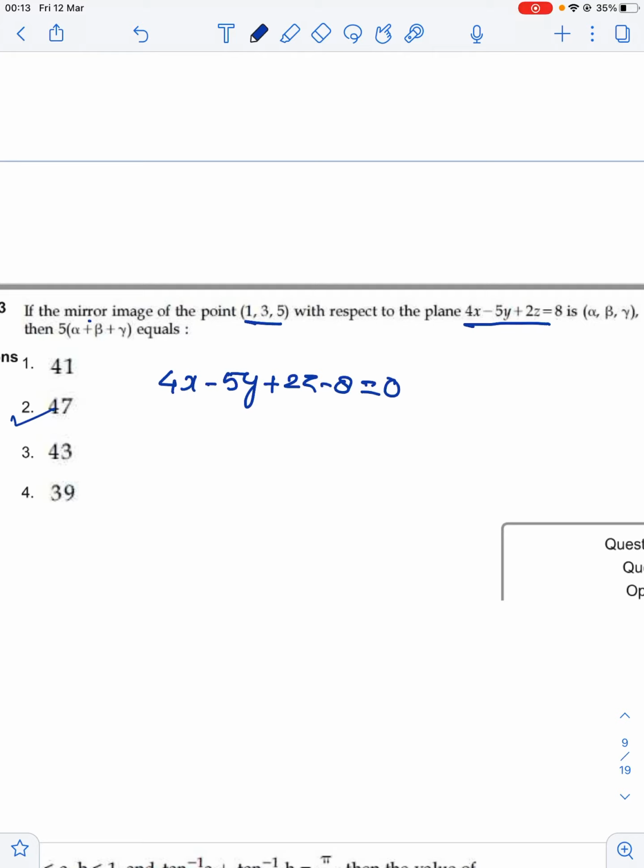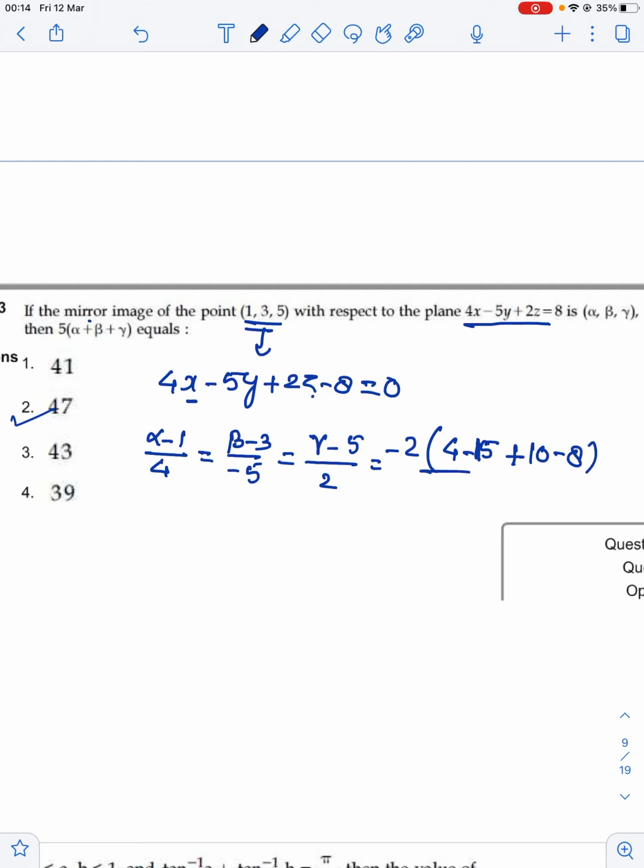So if the image is alpha, beta, gamma of this, then it is alpha minus 1 by a, that means the coefficient of x, 4, beta minus 3 by minus 5, and gamma minus 5 by the coefficient of z, which is 2, is equal to minus 2 times. Put this point on this plane. So 4 into the x value 1 is 4, minus 5 into the y value 3 means 15, and plus 2z means 10, minus 8, divided by a square plus b square plus c square.